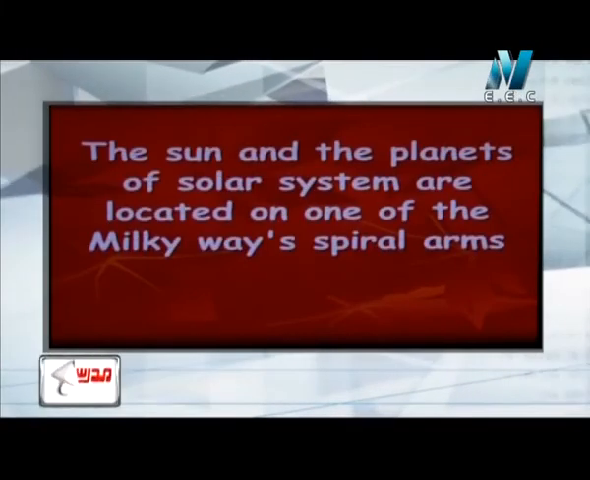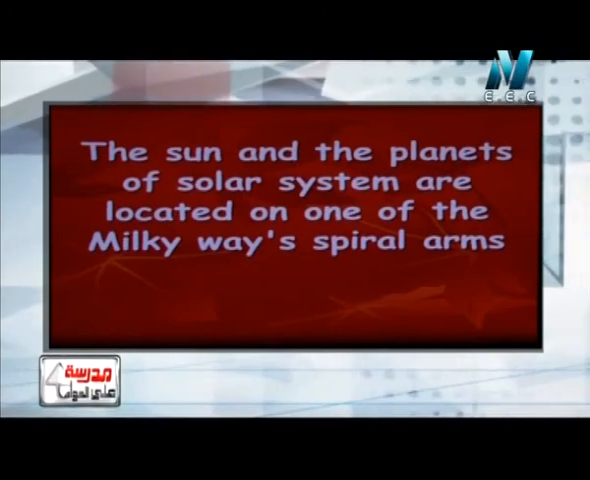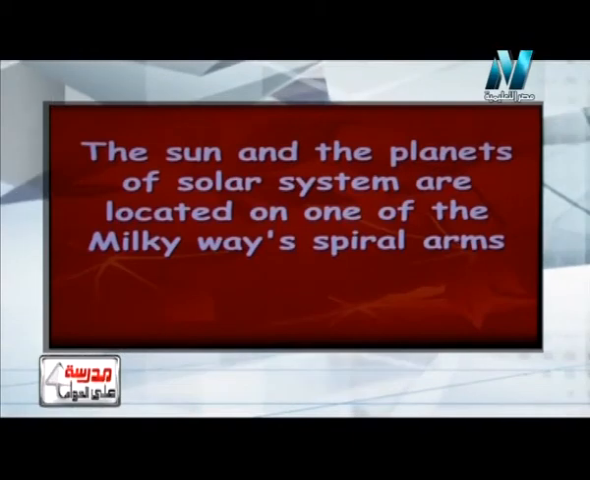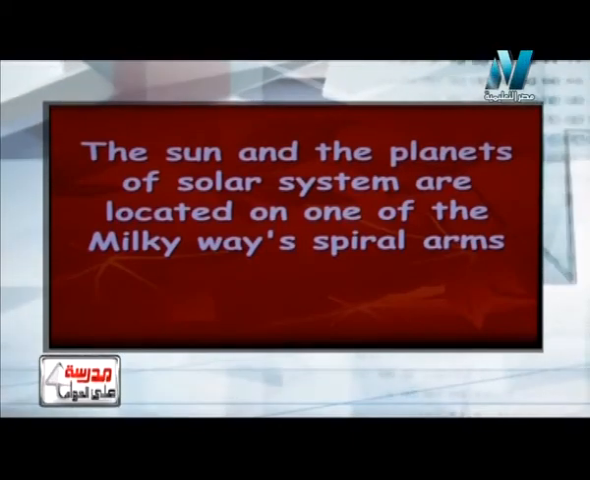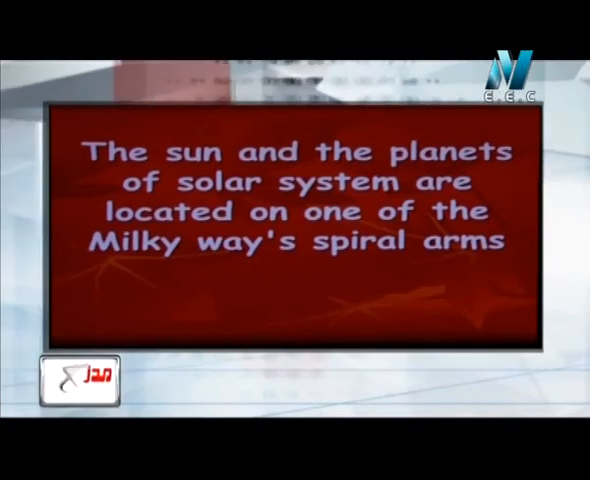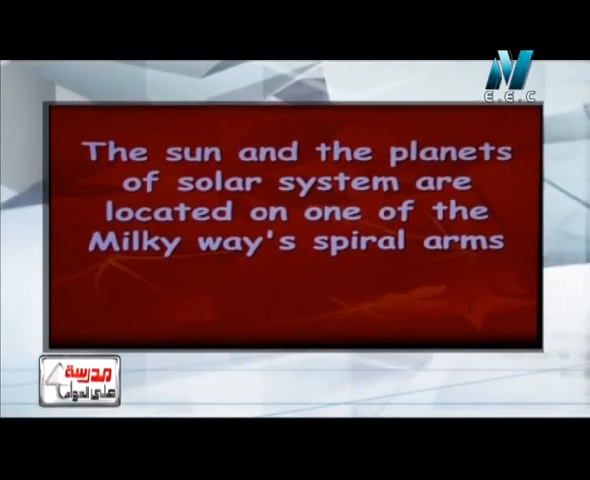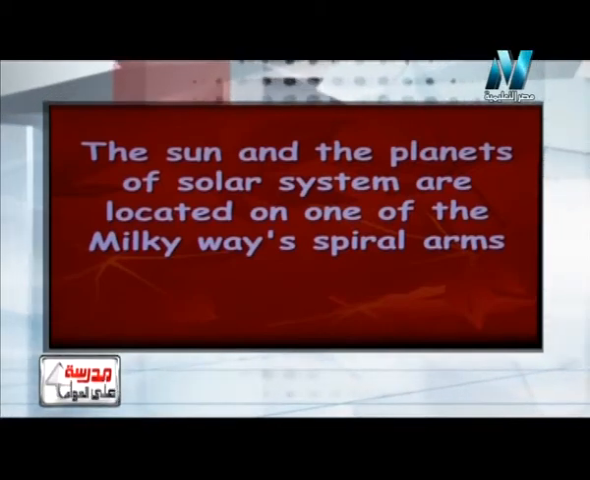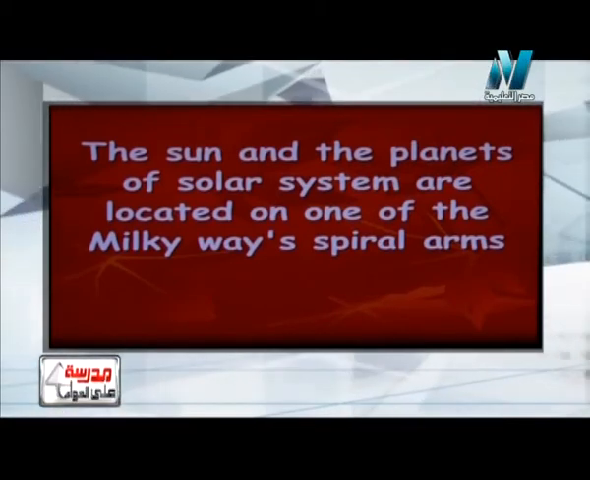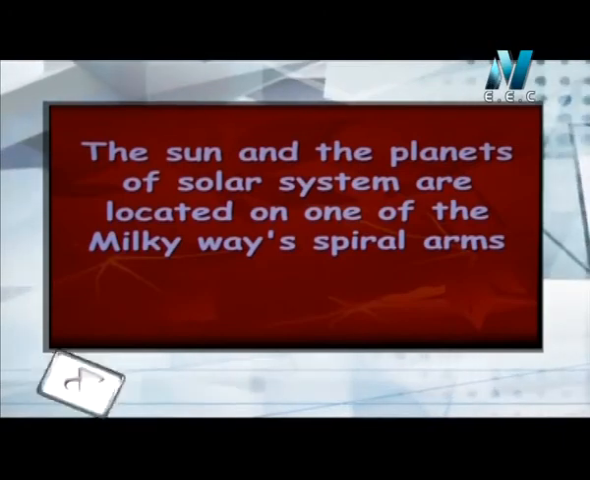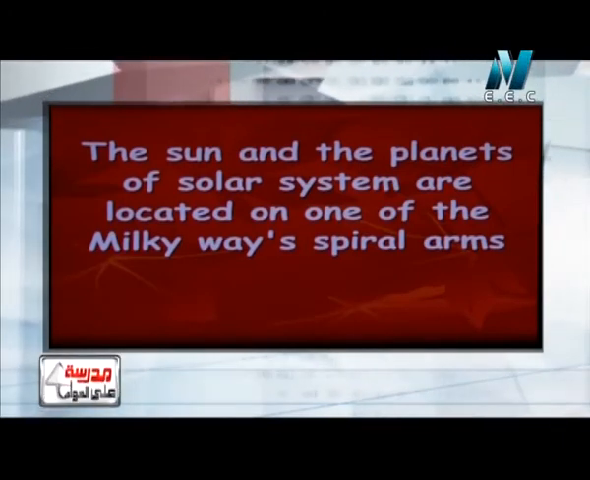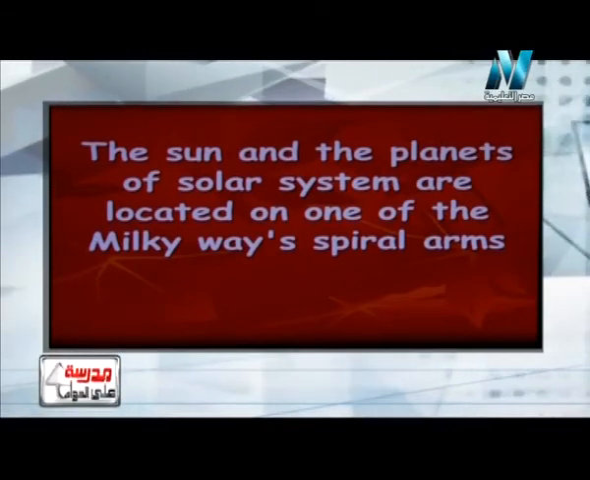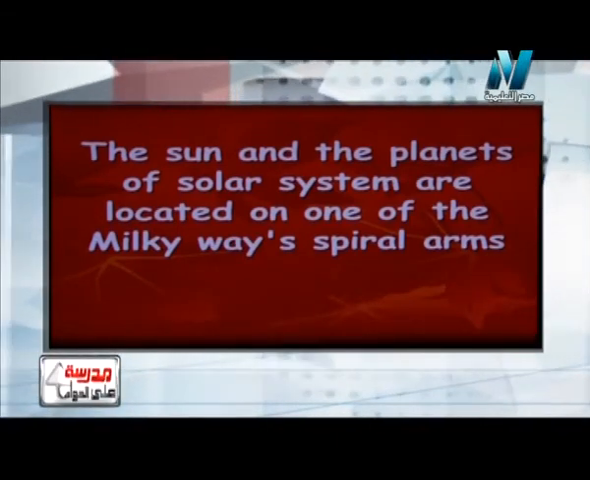So the sun and the planets of the solar system are located on one of the Milky Way's spiral arms. We know that the solar system, as we studied, is located on one of the spiral arms of the Milky Way galaxy, because it has a spiral shape and 4 spiral arms, and we are almost at the very outer edge. So the solar system is very small compared to the Milky Way galaxy.